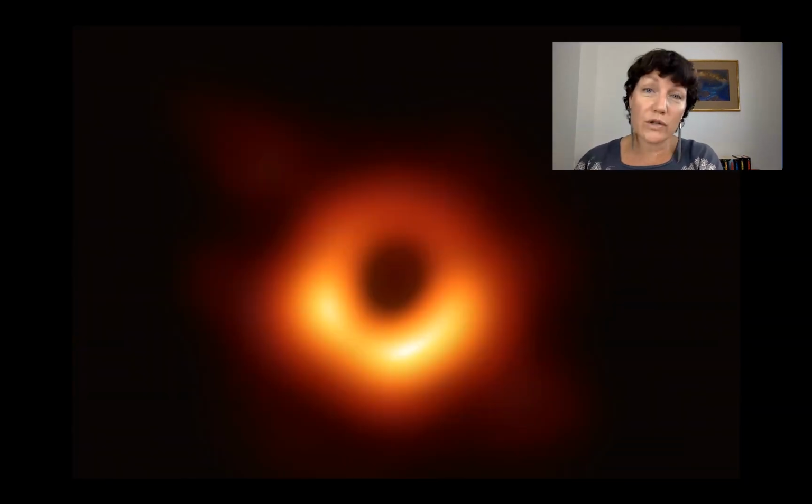All right, so of course you've all seen this amazing image. The Event Horizon Telescope released this first image in 2019 of a supermassive black hole, not Sagittarius A star. So I've talked about Sag A star a lot. That's my favorite supermassive black hole. But this is M87 star.